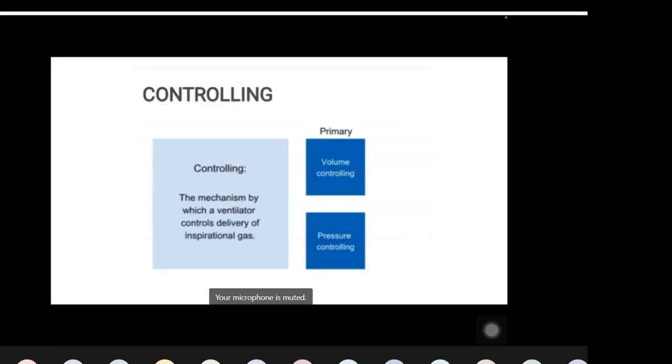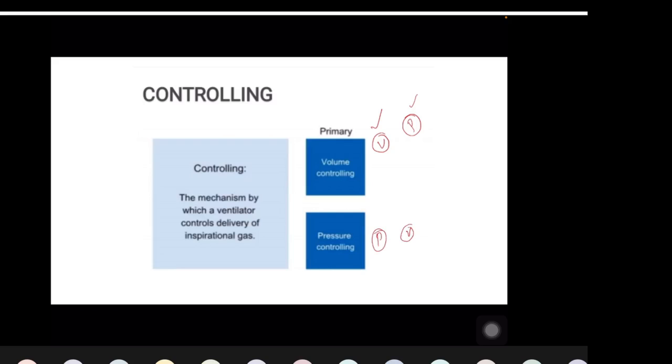Now coming to the two important controlling parameters, volume controlling and pressure controlling. Volume controlling simply means that we set a target volume, and the pressure changes according to the pulmonary mechanics. Whereas in pressure controlling, we set the pressure, and the amount of volume of gas that is delivered to the patient depends upon the mechanics of the patient.